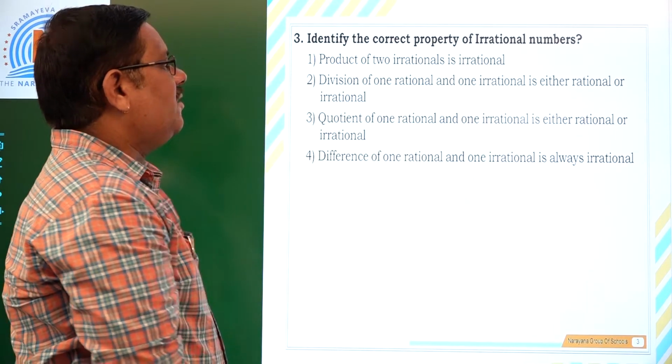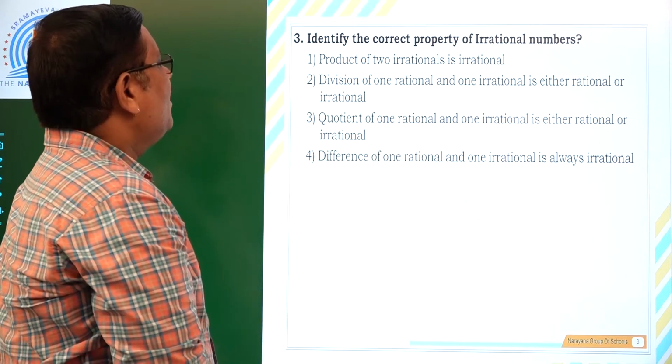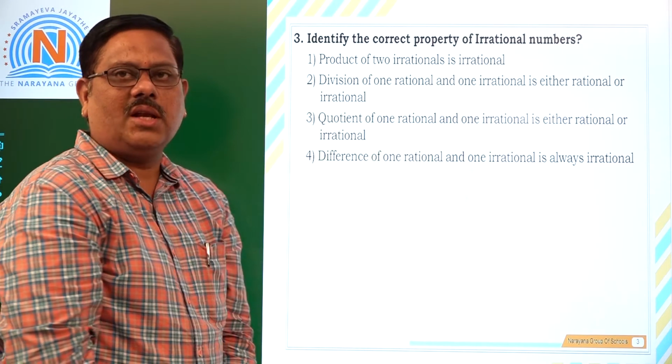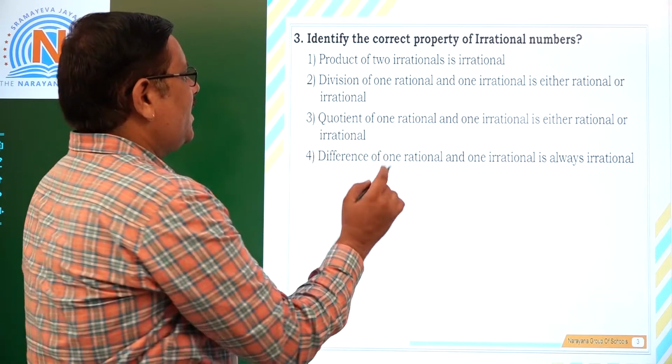Identify the correct property of irrational numbers. What are they? Product of two irrationals is irrational. It is not always correct. Let us take an example.